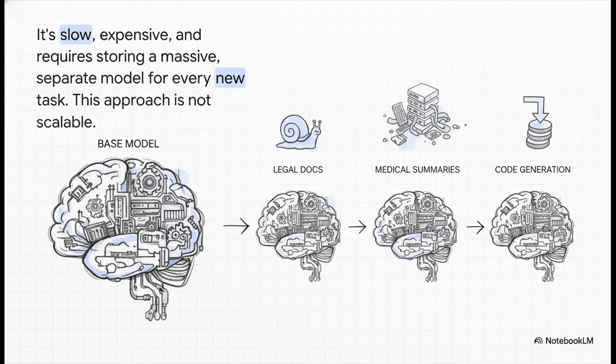So one of the first big problems we hit was with fine-tuning. Let's say you take a giant pre-trained model and you want to teach it a new skill, like summarizing legal documents. The old way was to tweak all 175 billion parameters and then save a whole new 175 billion parameter model for every single task. It was just a complete nightmare, slow, crazy expensive, and not at all scalable.